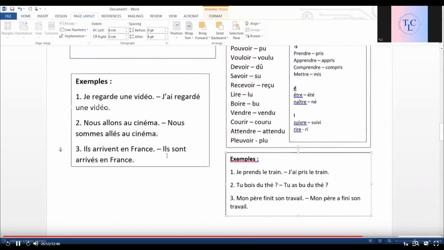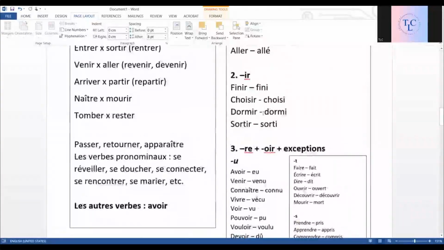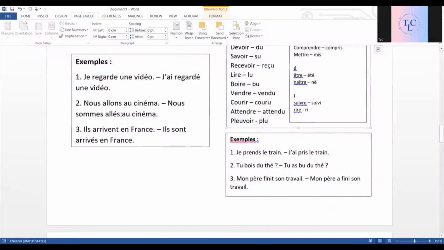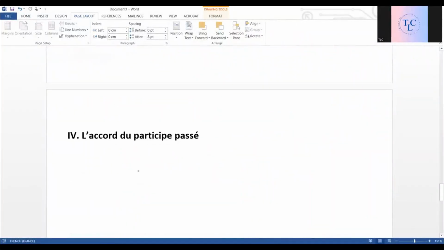Okay, let's cover that. Do you see over here, what is the past participle of aller? It's this, right? There's no s. So why do we add s over here? Why do we add s over here? That's what we learn next.